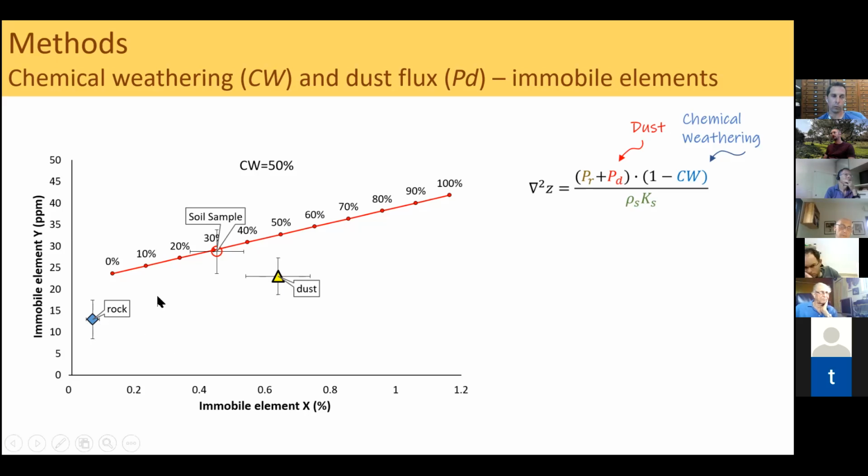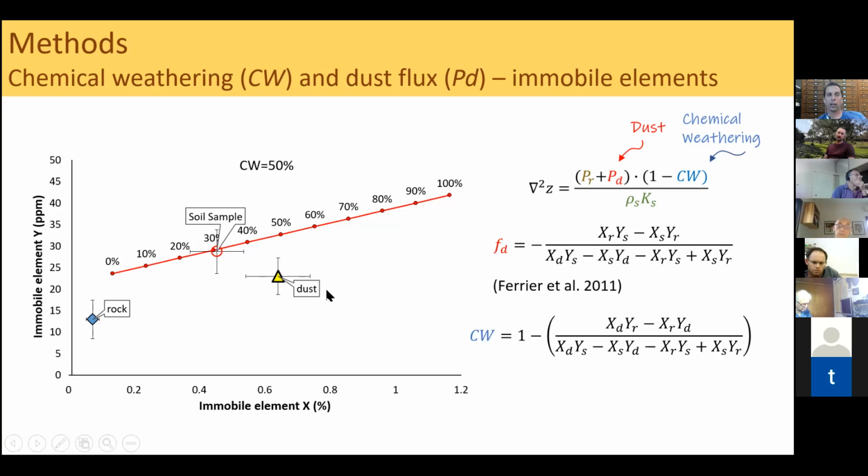Okay, so the amount of enrichment, or the amount of chemical weathering, we can quantify just from how much the sample is enriched off this line, and the place of our sample along this line will show us how much of the soil is dust and how much is rock-derived material. But we don't do it graphically. We have equations to calculate the fraction of dust and the fraction of chemical weathering or enrichment of the soil.